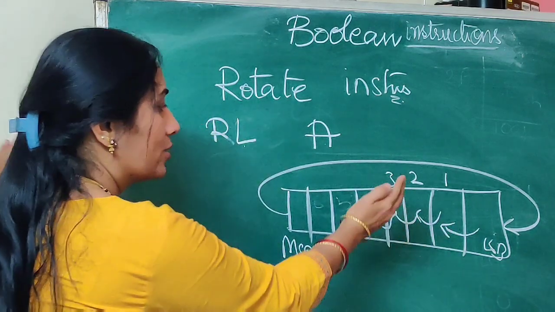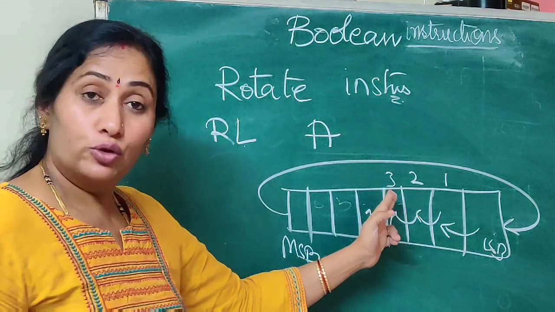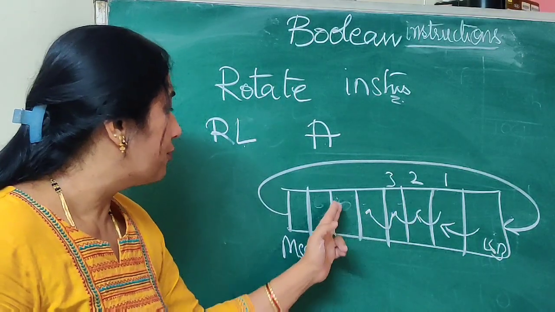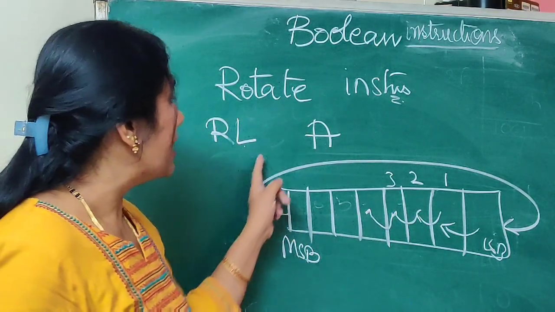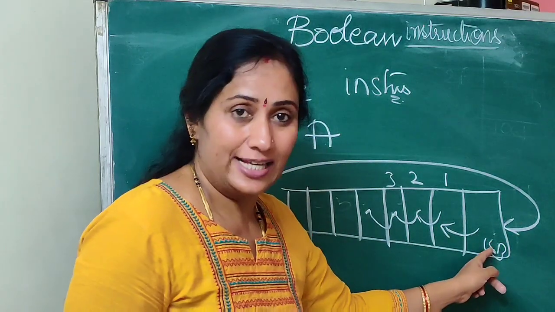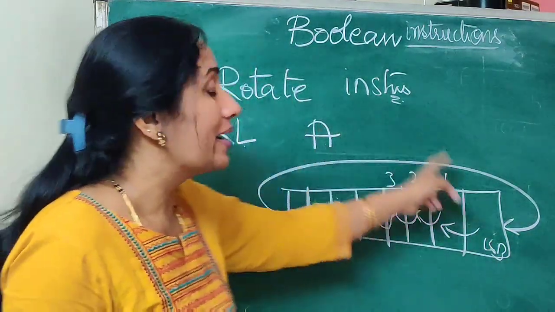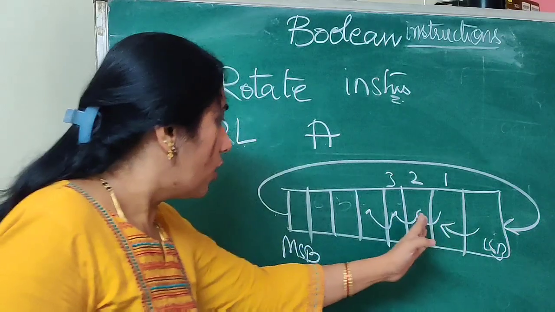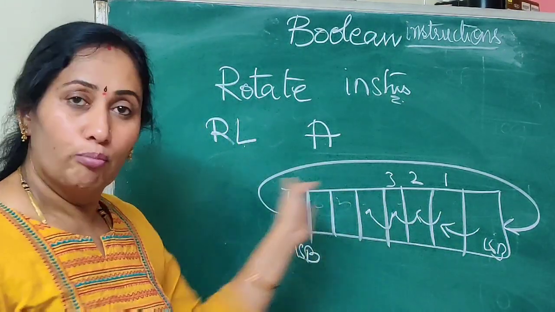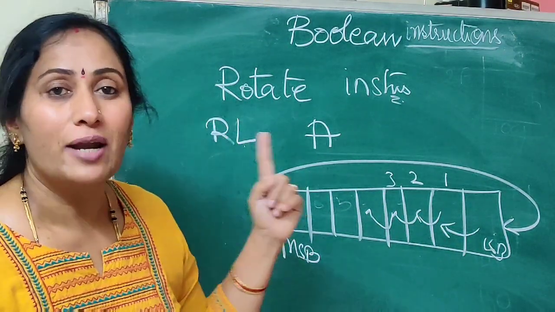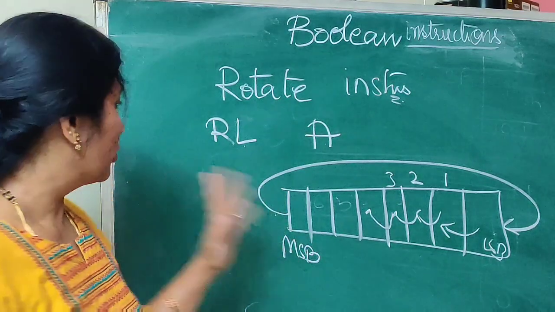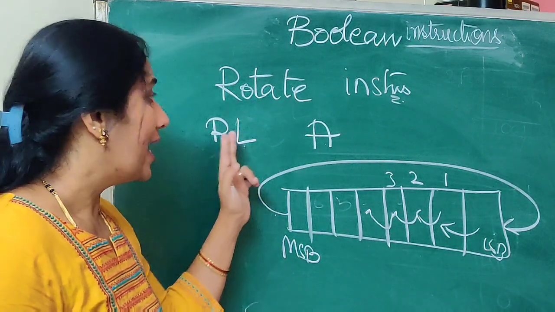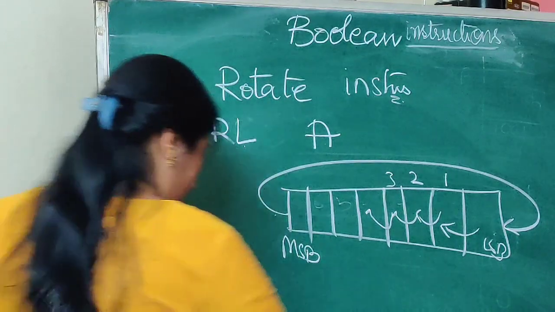First bit will get moved to the second. Second will get moved to third. Third will come to the fourth, fifth, sixth. And MSB bit is going to come to the LSB. Okay, MSB bit will become the LSB, and all these particular bits are going to get moved towards the left 1 bit by 1 bit position. This is going to be the rotate left accumulator.